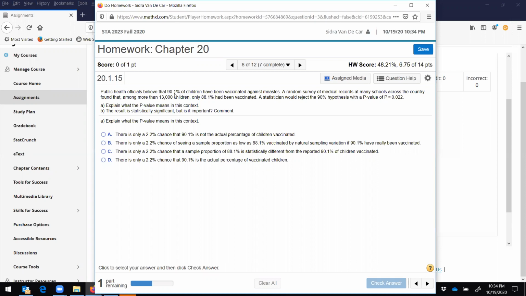If 90.1% of children were really vaccinated, the probability that we would have come up with 88.1% in our sample would have only happened 2.2% of the time, right? So there is a 2.2% chance of seeing a sample proportion as low as 88.1% by natural sampling variation if really 90% have been vaccinated.